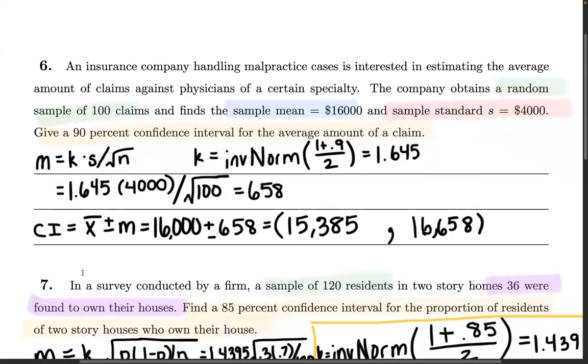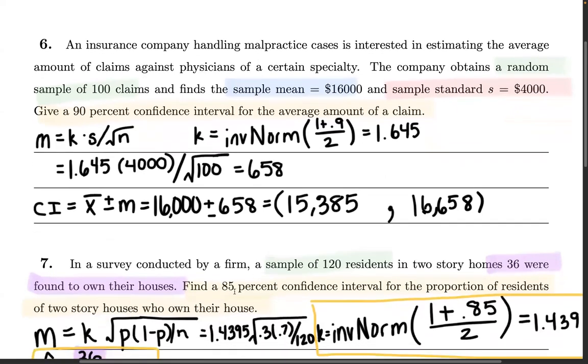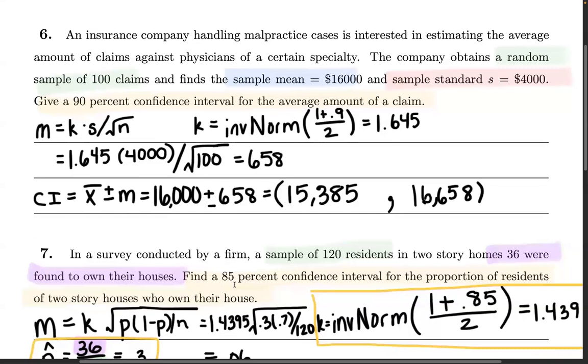Number 7. In a survey conducted by a firm, in a sample of 120 residents in two-story homes, 36 were found to own their houses. Find an 85% confidence interval for the proportion of residents of two-story houses who own their own house. So now we're dealing with the 85% confidence interval.